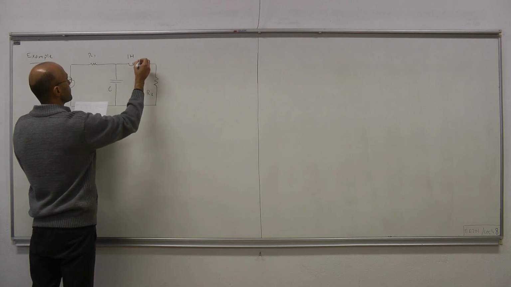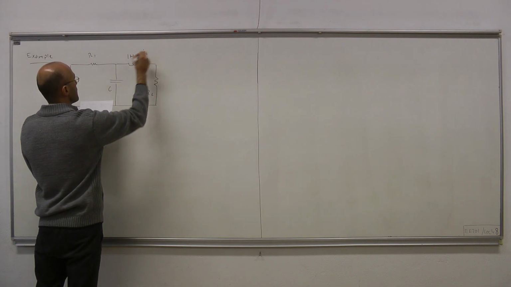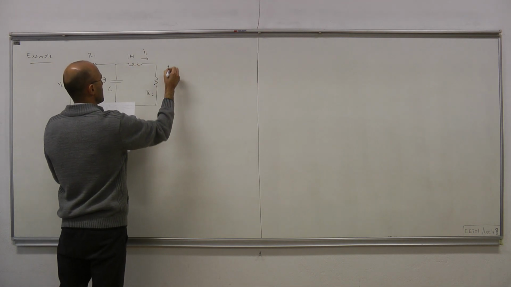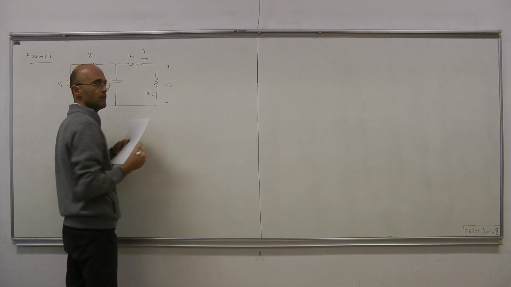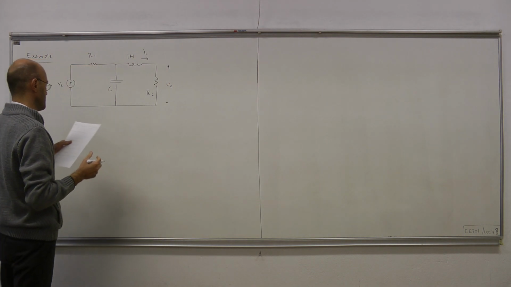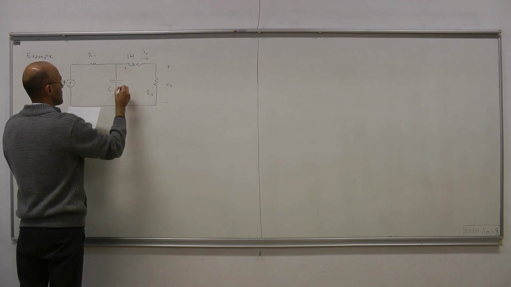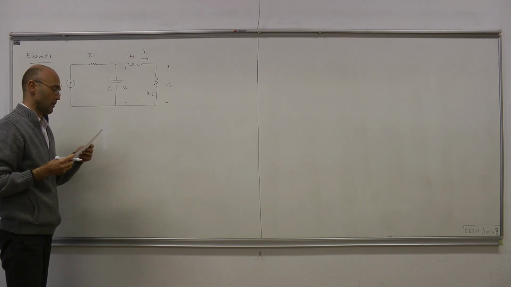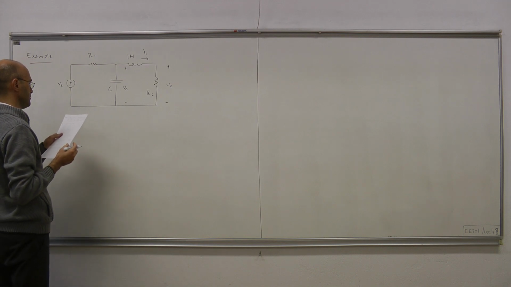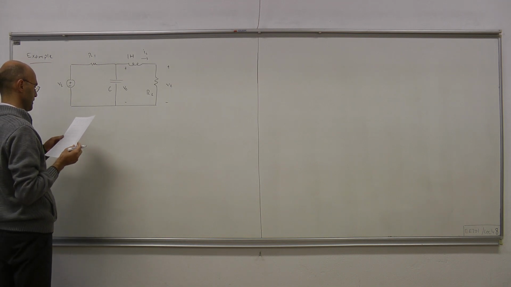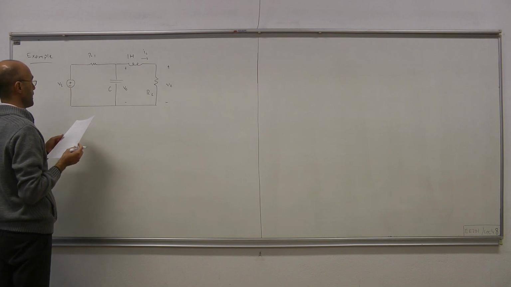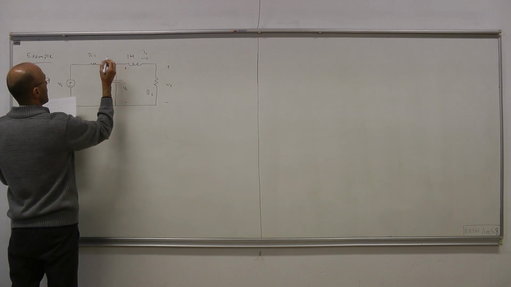And let's label our variables as IL. This is V2, voltage of the second resistor. And let's call this Vc, capacitor voltage, and let's call this current IR1.